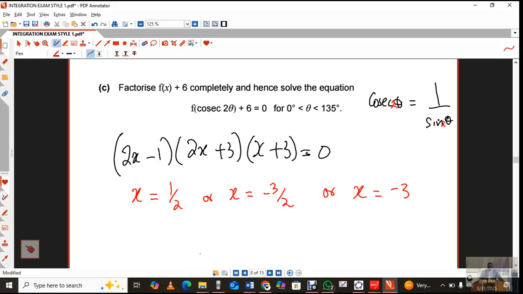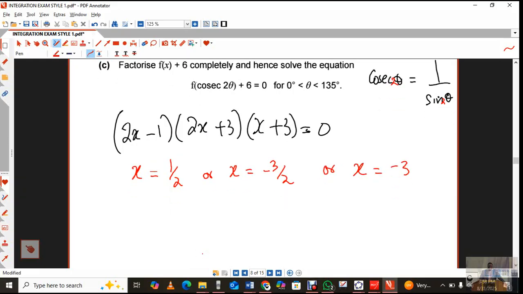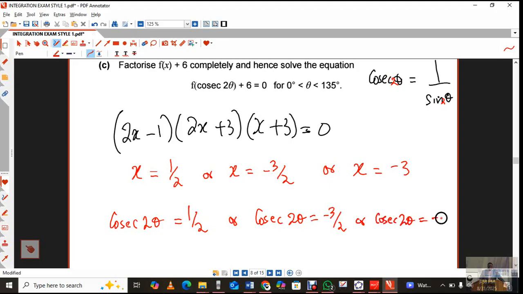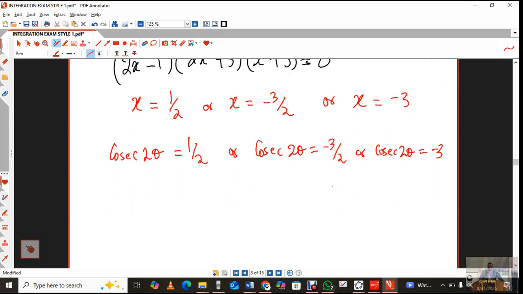Now, we are not looking for x now. We are looking for cosec of 2 theta. So cosec of 2 theta equals a half, or cosec 2 theta equals negative 3 over 2, or cosec 2 theta is equal to negative 3. Now, one of these will not work. If we know that cosec is the reverse of sine of 2 theta, which implies that we have to reverse the fraction, so this is not going to work.